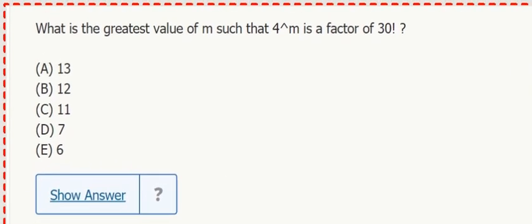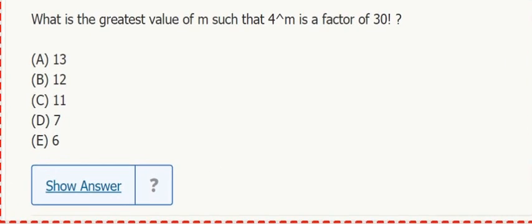Greatest value of m such that 4 to the m is a factor of 30 factorial. Okay, well 4 is not prime, so you can't just look at all the multiples of 4. It breaks down into 2 squared, so we need to always look for the primes in a situation like this, like we talked about. So how many multiple factors of 2 in 30 factorial is how I want to think about it for a second, okay?